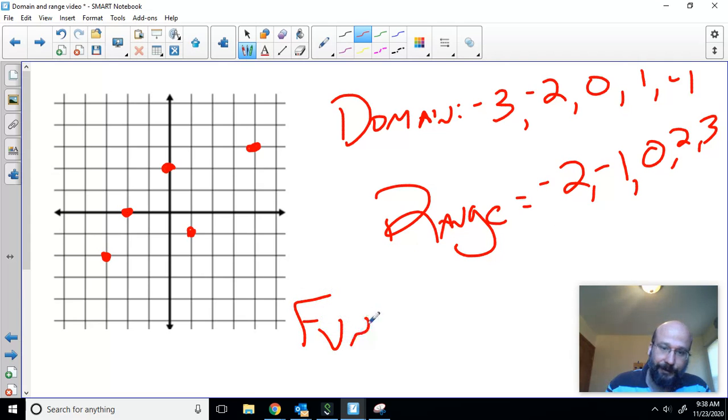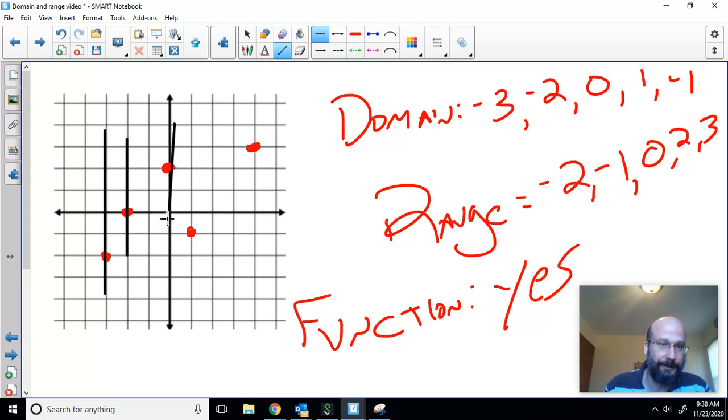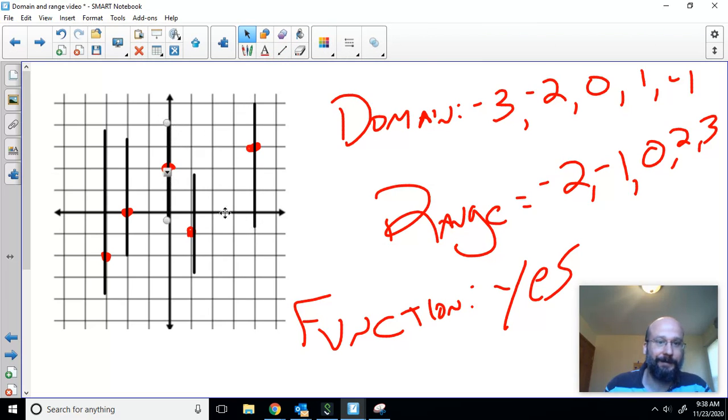And again, this is a function because none of these points have the same x value, right? That's only 1 point, that's only 1 point, that's only 1 point, that's only 1 point, and that's only 1 point. So it only crossed 1 point, so it is a function.